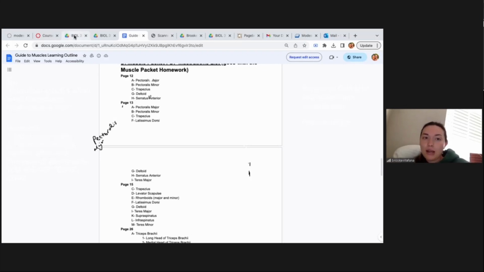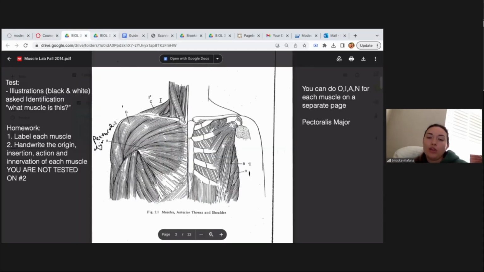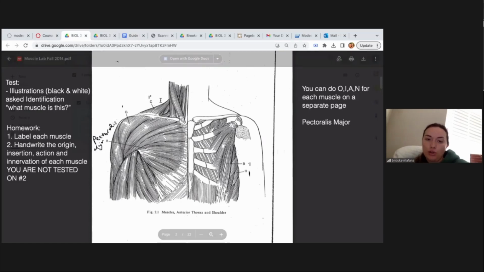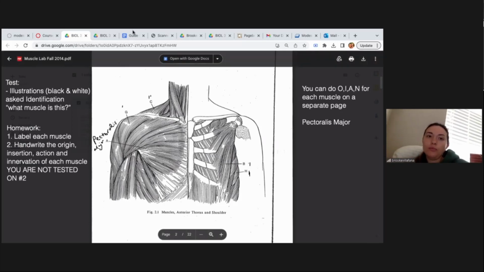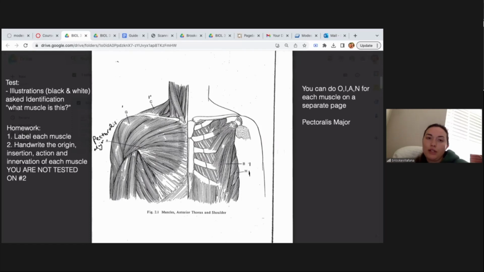Because like I said, we are going to test you on the exam, right, using these same pictures. So you do need to study these pictures and memorize which muscles are which on these pictures. Good? Does everybody get that? What's on the exam is these pictures and you're identifying them.